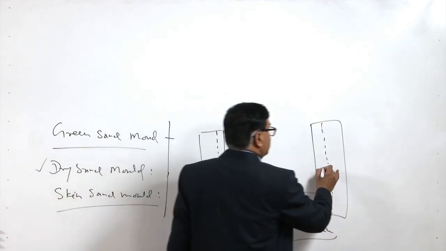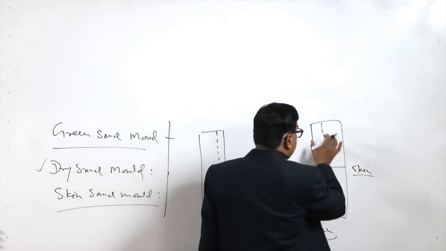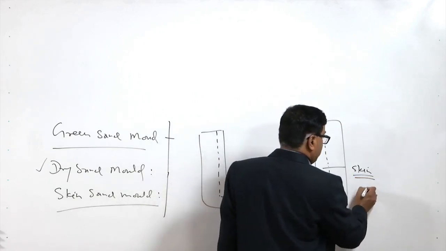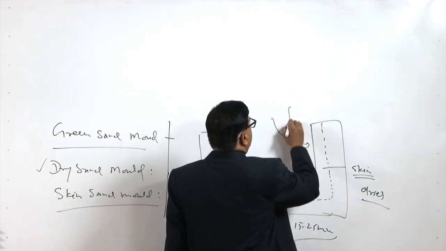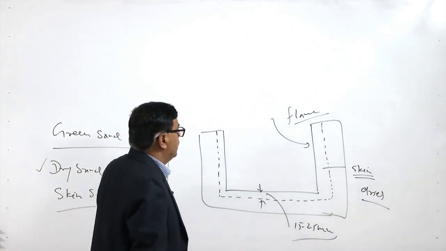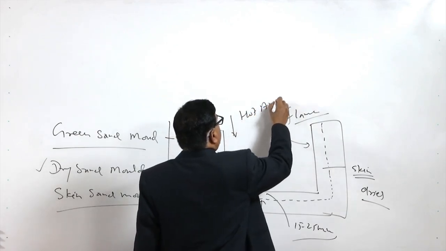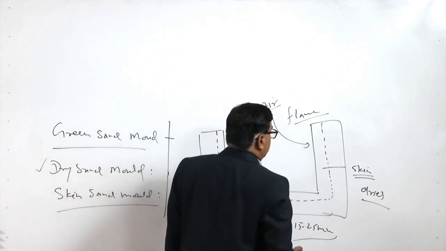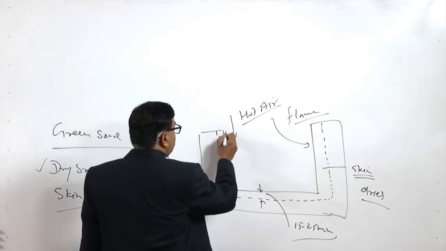This skin is dried. The mold region just below the mold surface may be termed as skin. For the drying purpose, it may use a flame like oxyacetylene flame or some other low temperature flame, or hot air can be blown in order to dry out just the skin of the mold, so that the moisture next to the molten metal is driven off.